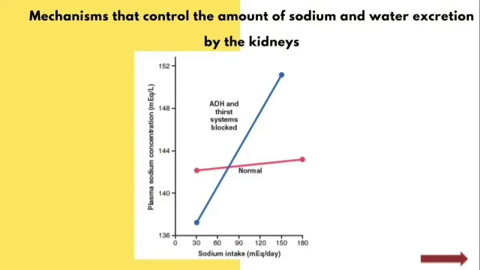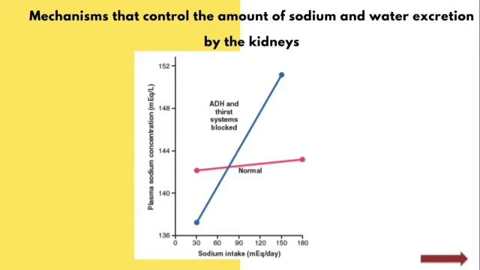So the two mechanisms that were discussed previously work in parallel to regulate ECF osmolarity and sodium concentration precisely. To show the effect of these mechanisms, we have a graph here, with a red line representing the functioning osmoreceptor ADH feedback system and thirst mechanisms. It shows that even if a person's sodium intake increases, it has only a small effect on plasma sodium concentration.